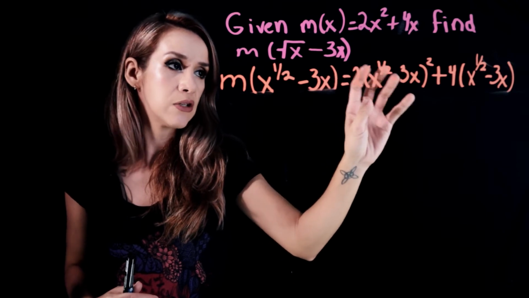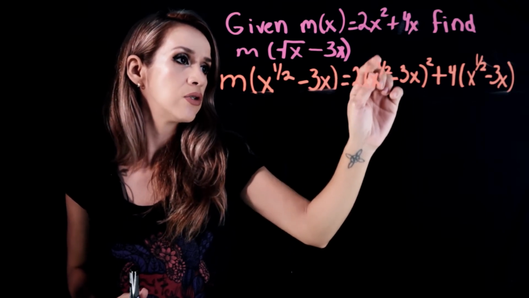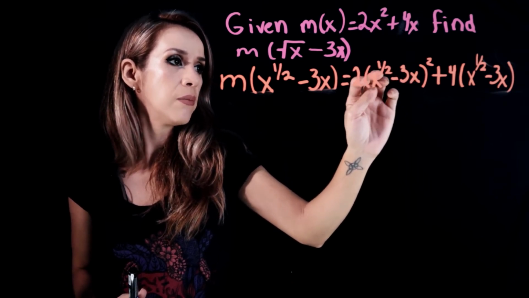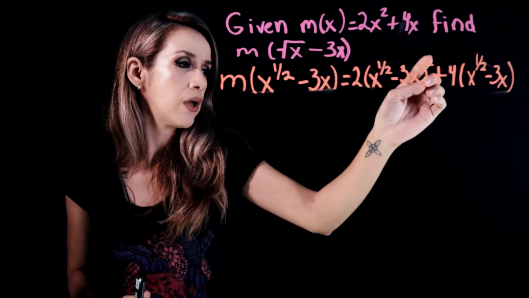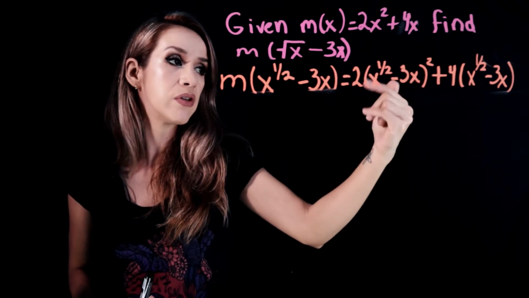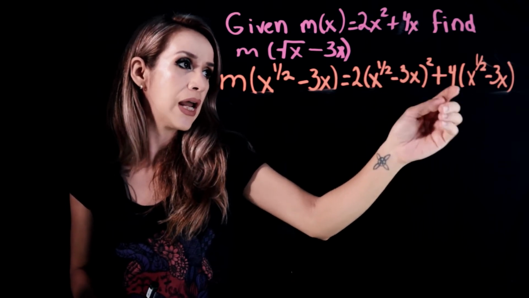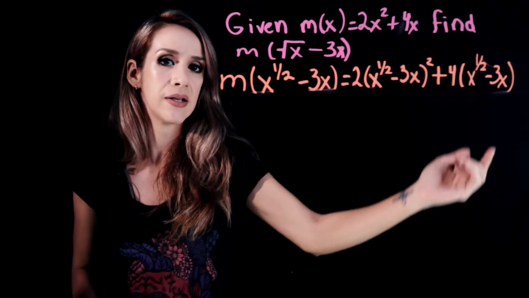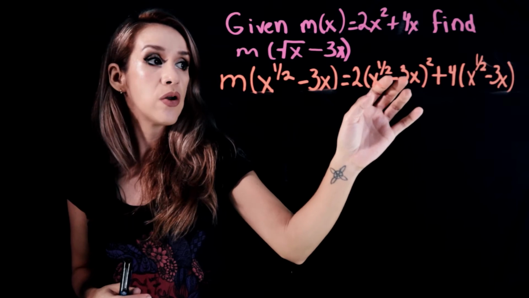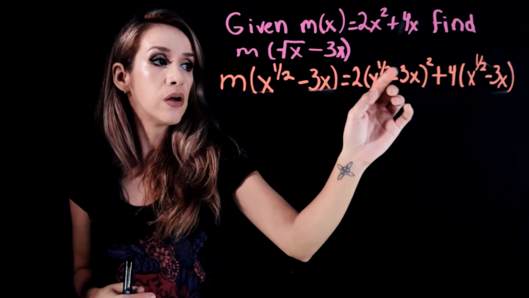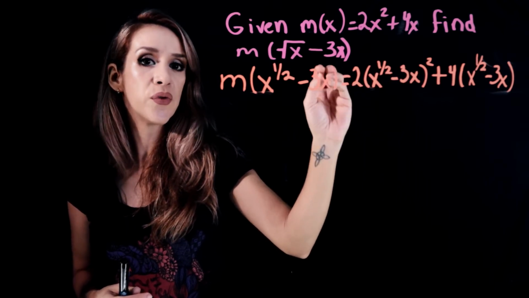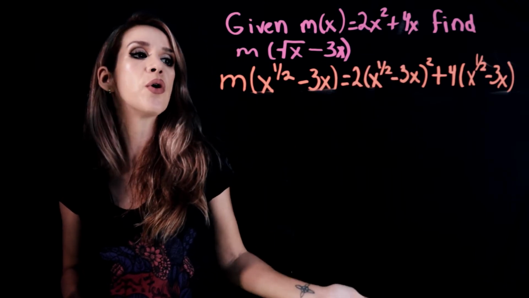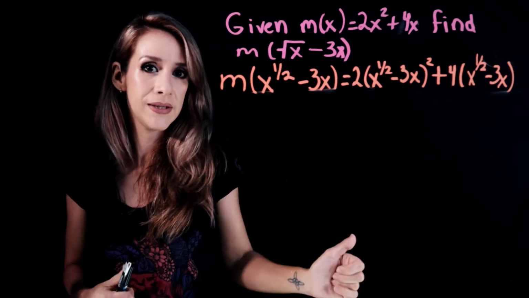That's why I have in this part 2 times x to the 1/2 power minus 3x. These two elements are raised to the second power, and I'm going to sum the result of the multiplication of 4 and x to the 1/2 power minus 3x. I have a special product in this part. I have the square of a subtraction. I'm going to first work with this part, and when I get the result, I'm going to go back to this process. All right?